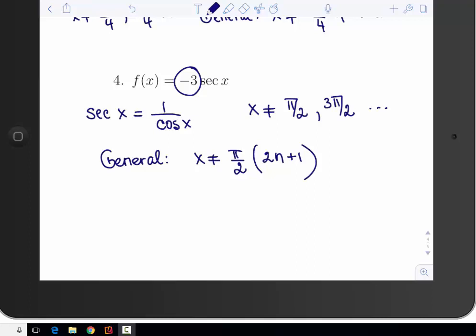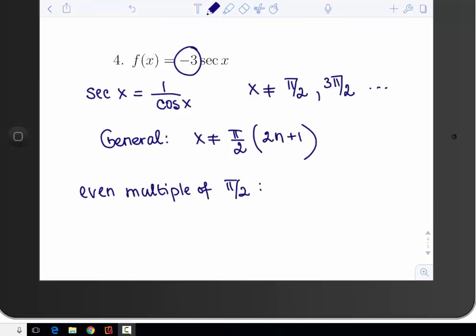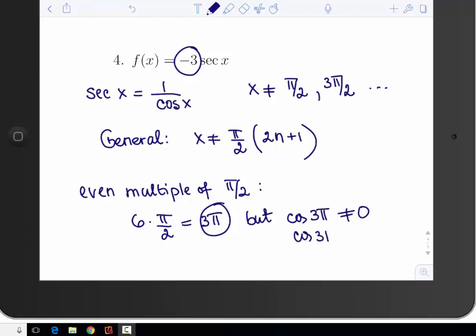If it's even, again, let me just show you. What if it's an even multiple of pi over 2? Let me give you a quick example. Let's say I have 6 times pi over 2. That gives us 3 pi, right? But cosine of 3 pi, what is it? It's not 0, right? Cosine of 3 pi: 0, 1, 2, 3. Cosine is negative 1. So cosine of 3 pi is negative 1. So secant is actually defined at that one.